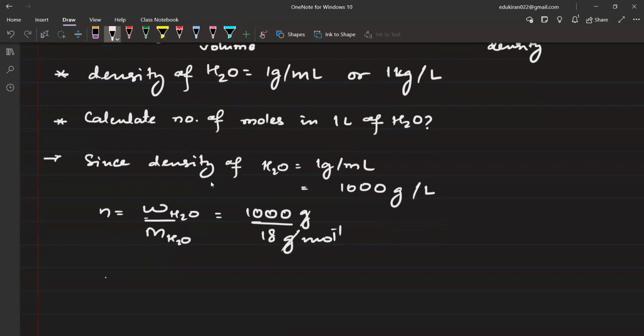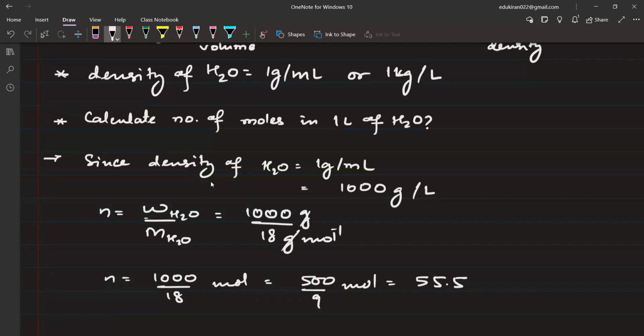Now, number of moles is 1000 upon 18 moles. Even if it is in fraction, don't worry. You can write 500 divided by 9 moles, which will be equal to 55.55, or you can also use the value 55.56, whatever suits you. If there is an even number in the numerator and denominator, and you have to use the number of moles of water, you'll be using 55.56.